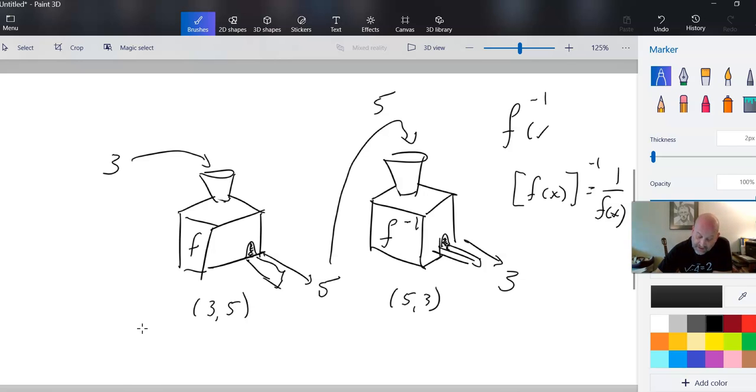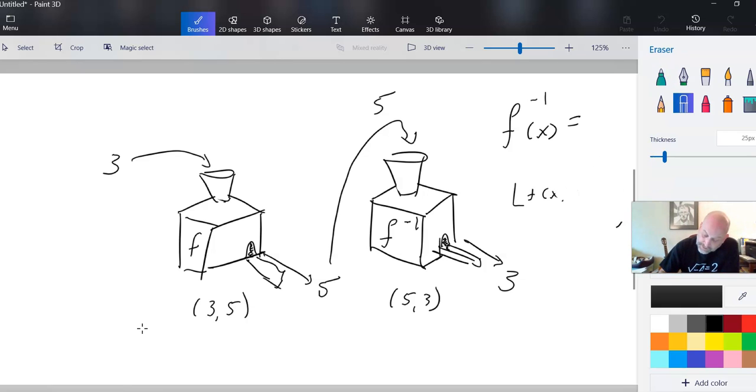This is a function in and of itself. This is the inverse of f of x, and that is not the same as the reciprocal. Okay, so those are two different notations. It's a common point of confusion, so I wanted to make sure I pointed it out. All right, so having said that, let's look at a couple more points.